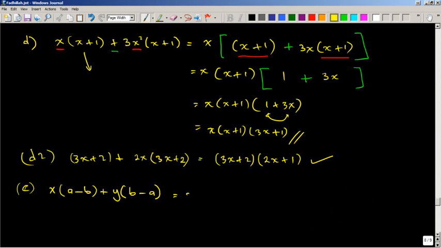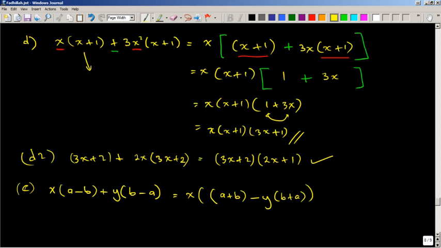X, lagi open bracket, bracket lagi macam ni. Ya, A plus B. A plus B. Okay, lagi minus Y, bracket B plus A. B plus A macam ni. Lagi tutup bracket dah. Yeah. Sorry? Tutup bracket. Macam ni.